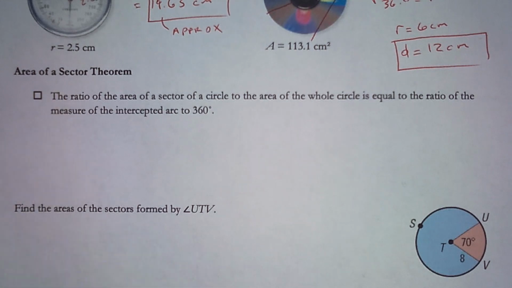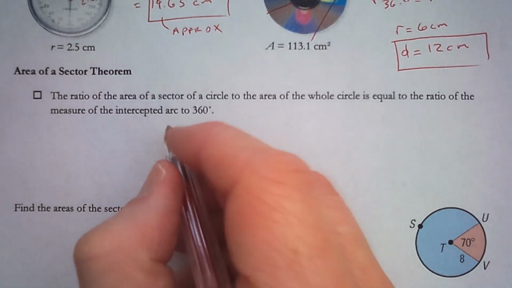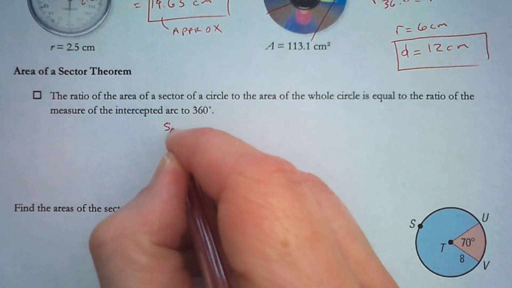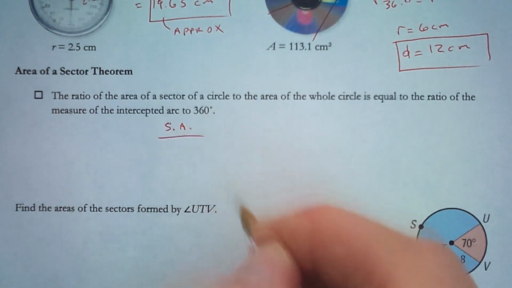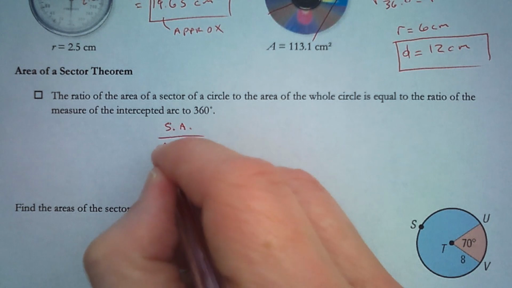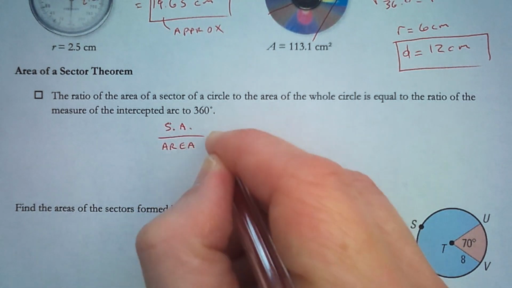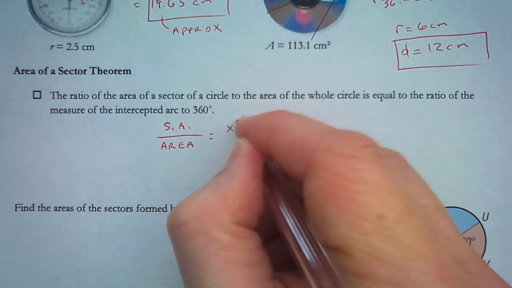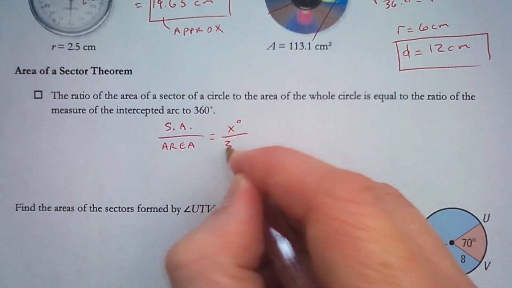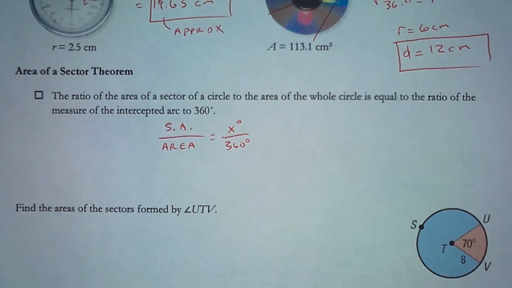Now we are going to find the area of a sector of a circle. The ratio of the area of a sector of a circle to the whole circle is equal to the ratio of the measure of the intercepted arc to 360. So what that means is that the sector area is to the area of a circle as the number of degrees, the measure of the arc, is to 360, the measure of the whole circle.